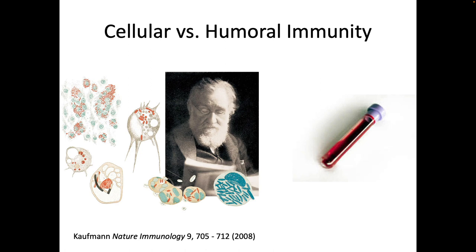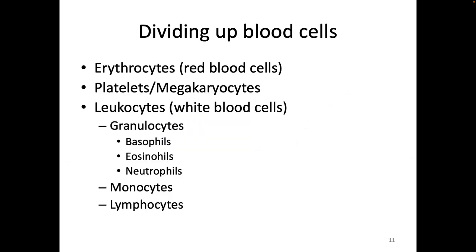The other big thing that we can do is we can look at the different kinds of cells of the immune system and try to divide them up. And so for the next while of this class today, we're going to talk about the types of blood cells and sort of divide them up, what we would find in terms of cells in the blood.